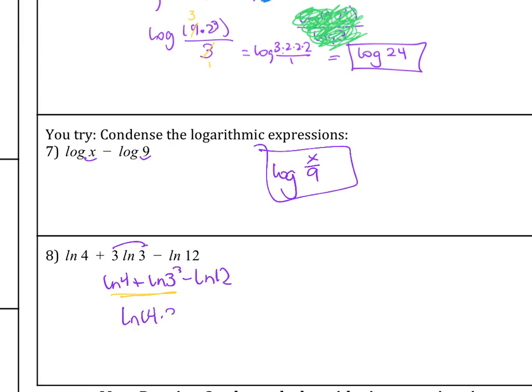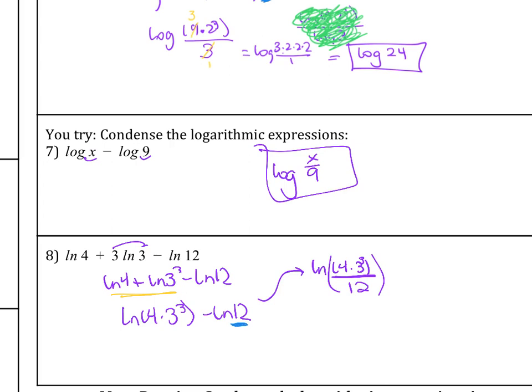Natural log of 4 times 3 cubed, and then minus natural log of 12. The minus means that this is going to be in the denominator. So now, to condense this even further, this is natural log of 4 times 3 to the third divided by 12. Okay, so it's only the number that is dividing. It should not go over under that entire natural log. So just formatting things. And then so now we want to simplify.